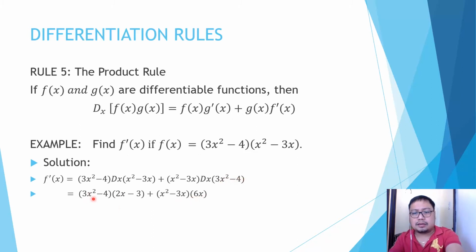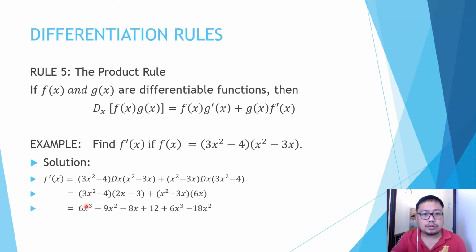And then do the FOIL method here. It will give you what? I think this is the final answer. No? Just manipulate using your algebra knowledge. FOIL and then combining like terms will give you 6x cubed minus 9x squared minus 8x plus 12, plus 6x cubed minus 18x squared. Correction: when you multiply the first terms, it will give you 6x cubed. Multiplying this and 3 gives negative 9x squared. Multiplying this and this gives negative 8x. And negative 4 times negative 3 gives positive 12. On this side, 6x times x squared is 6x cubed, and 6x times negative 3 gives negative 18x squared.